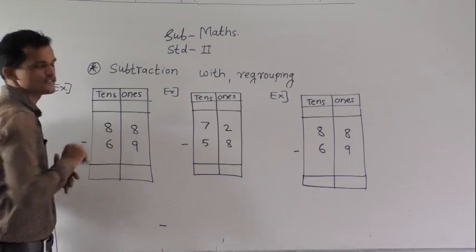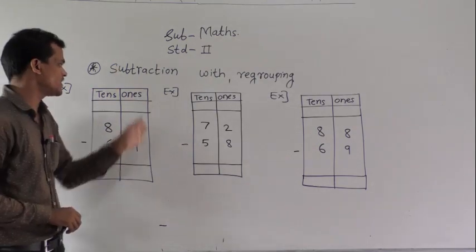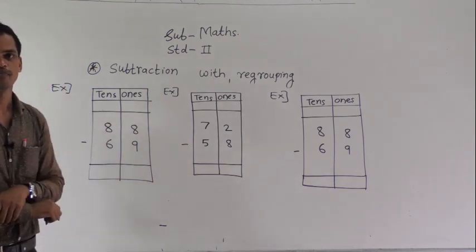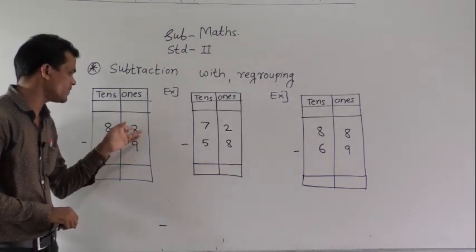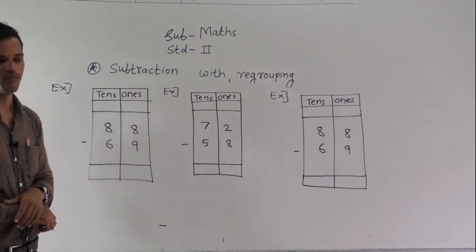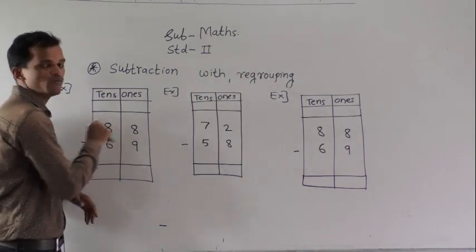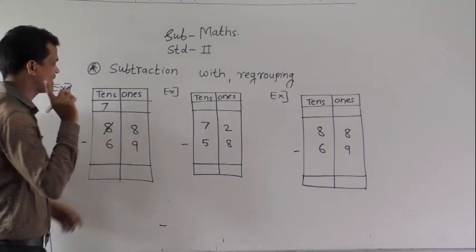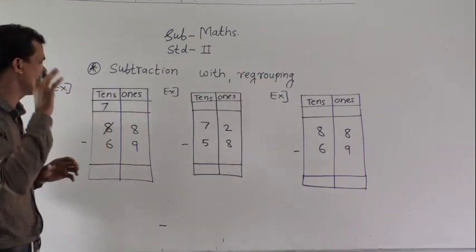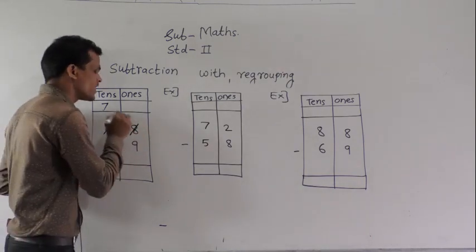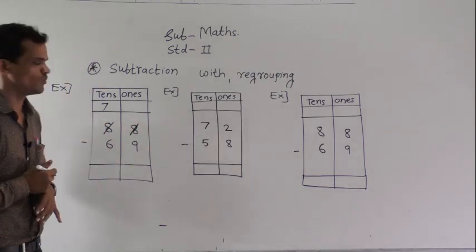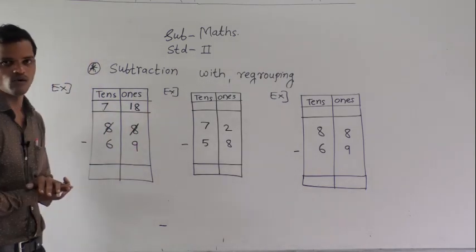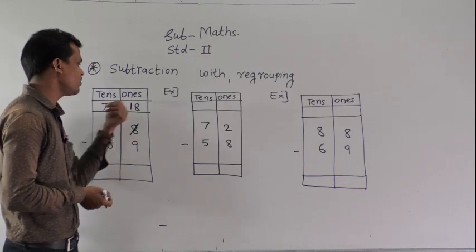88 minus 69. Start from the ones place: 8 minus 9. Here 8 is the smaller number and 9 is the bigger number, so we can't subtract 9 from 8. So regroup this 8 tens into 7 tens and 10 ones, and add the 10 ones to this 8, so we get 18 ones. Write 18 here.